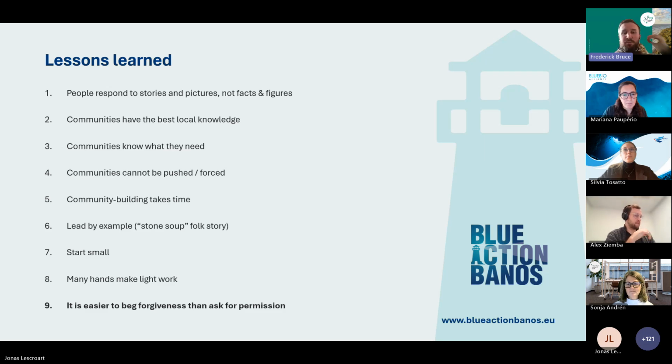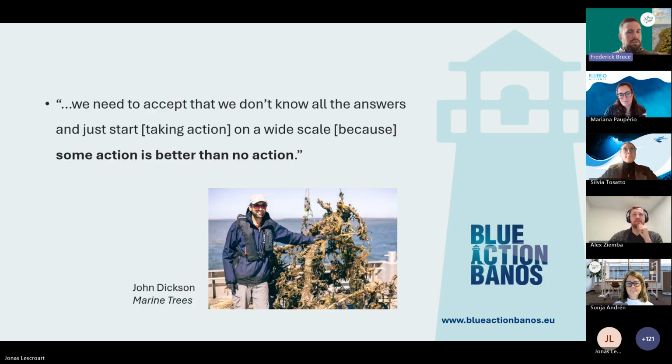And then finally, it's easier to beg forgiveness than ask for permission. So it's also slightly pushing the limits of what's possible. So to take action first and then ask permission from the authorities, because usually you get stuck in bureaucracy if you go through the authorities first. So if you're doing something that you know is harmless and good for the environment, then you can take small steps with your community. I think that's the penultimate slide.